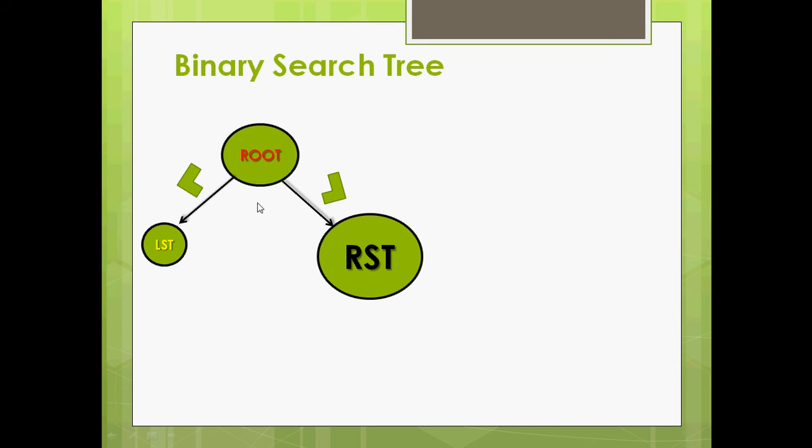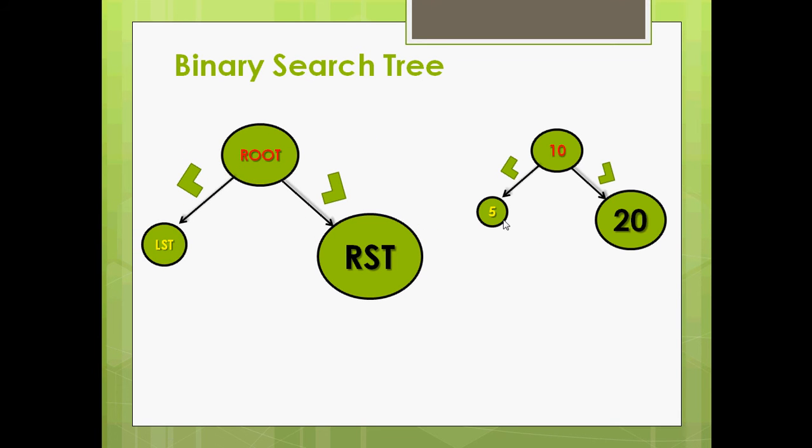Following the rule of a binary search tree. So what is a binary search tree? In order to create a binary search tree, we need to follow a rule. The rule says that in a binary search tree, the left subtree is always lesser in value than that of a root, and the right subtree is always greater in value than that of a root. So that is a binary search tree for you.